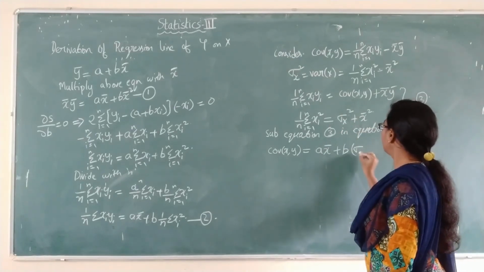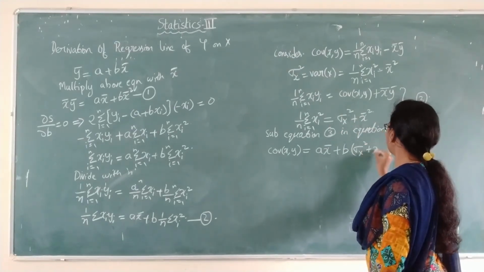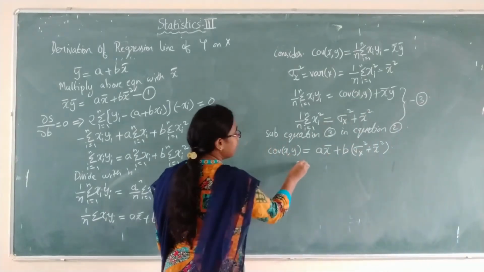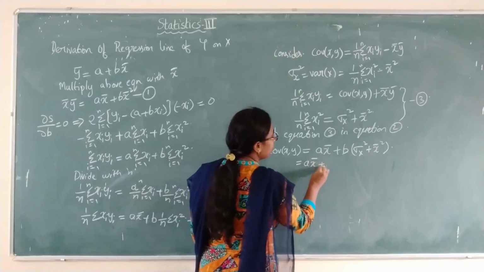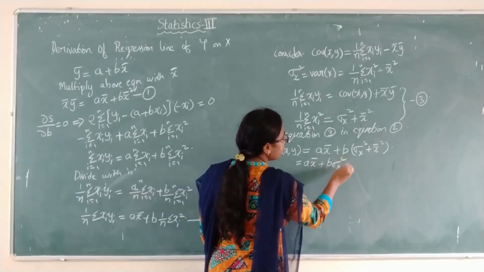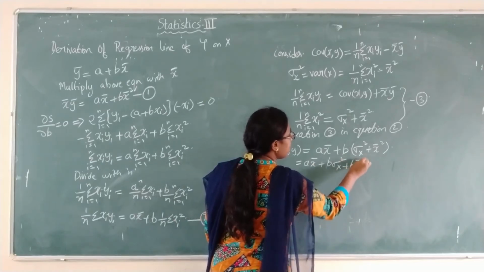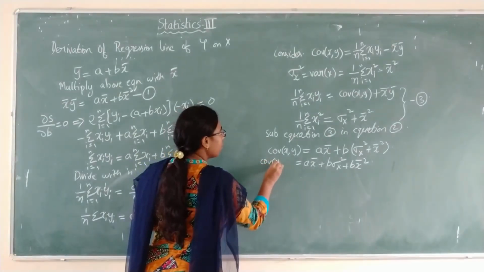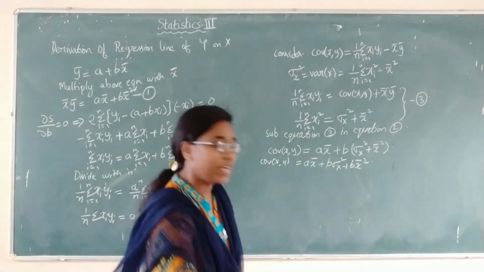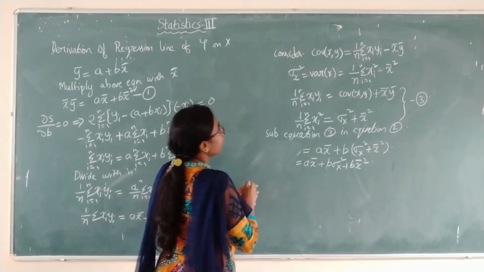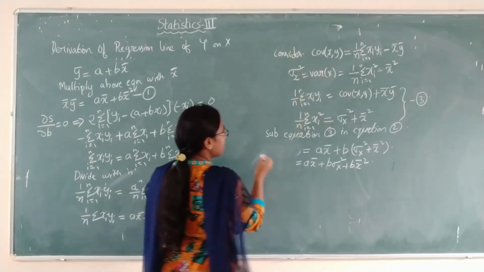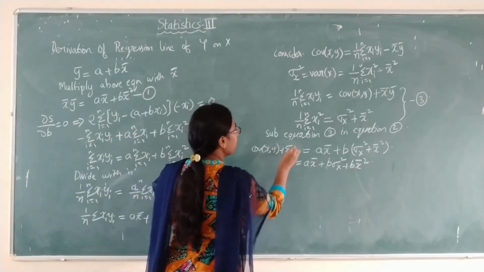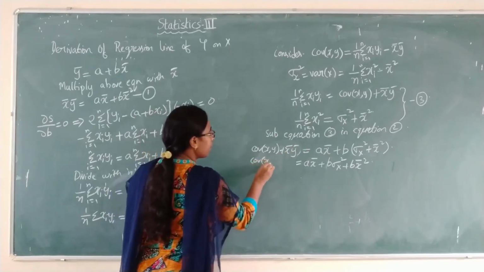So b into (sigma x square plus x bar square). Multiply b inside, you will get a into x bar plus b into sigma x square plus b into x bar square. Sorry, the value of 1 by n summation xi yi is covariance of x comma y plus x bar into y bar. So you will get this value.